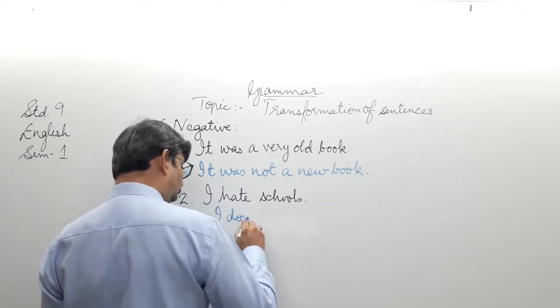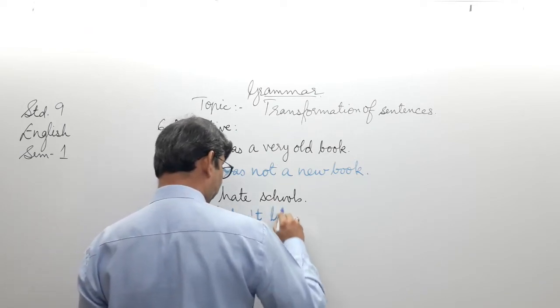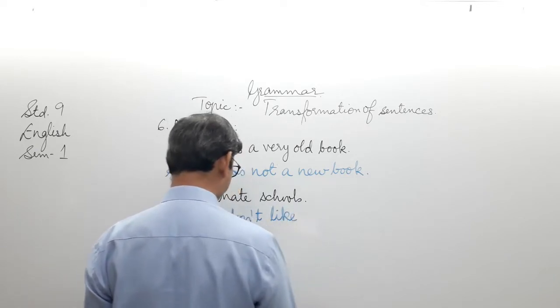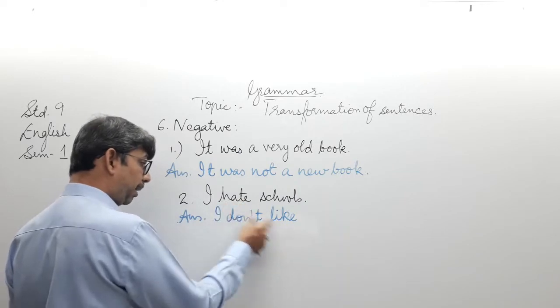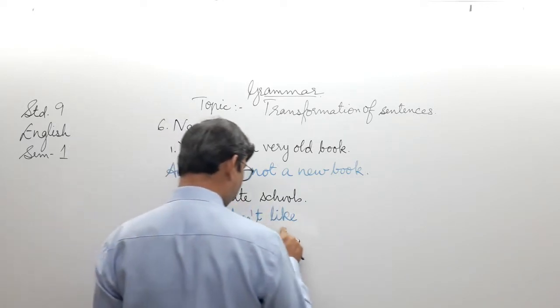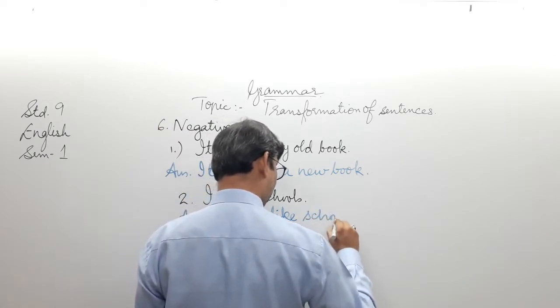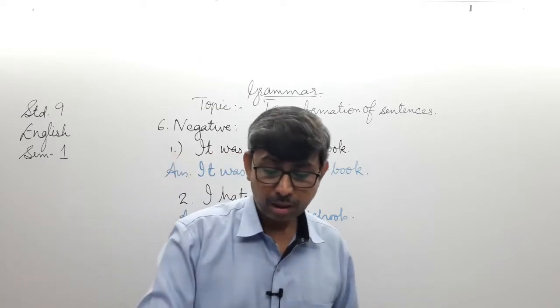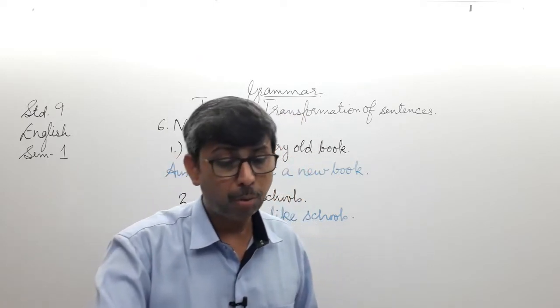I don't or do not like schools. So hate, opposite will be like, but we are using the word do not, therefore the meaning remains the same. Don't like is equal to hate. So I don't like schools. Hence the negative sentence has been written from its given positive form.